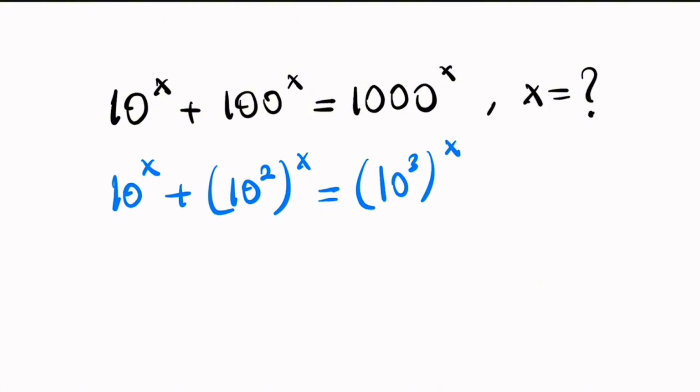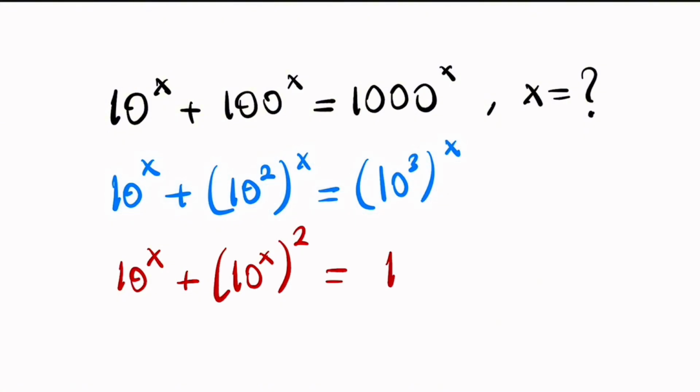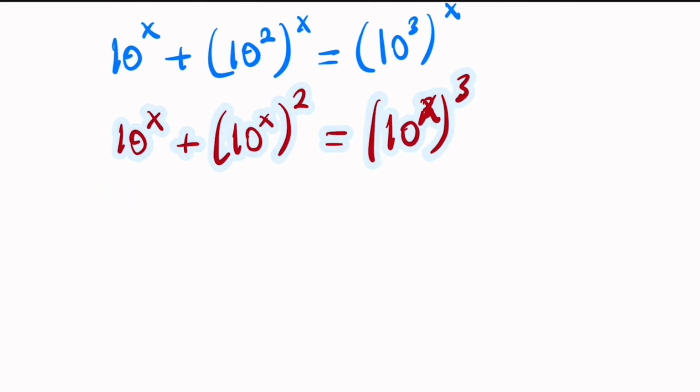Now, as we will remember from exponential expressions, the bases can be relocated. Then if we use this feature right away, 10 to the x plus 10 to the x, in parentheses squared, is equal to the third power of 10. 10 to the x has become a cube. Of course, what should we do right here? We need to change the name. Let's call 10 to the x m. What will happen if we say m?